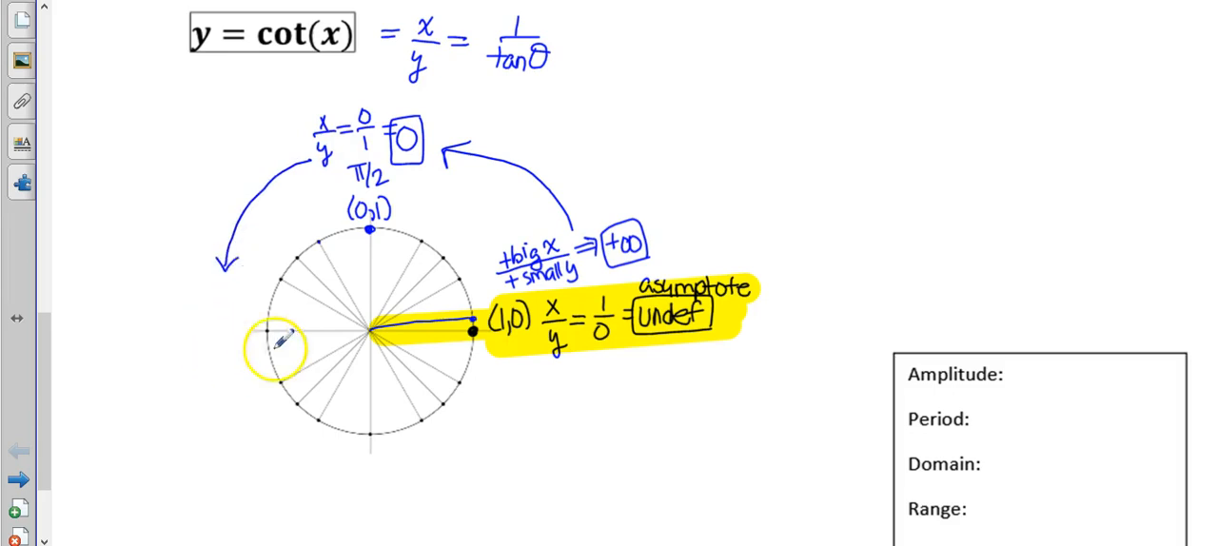Let's leave some space because we know we're going to do some writing here. So let's see what happens right here. This is going to be at pi. Our ordered pair is -1, 0. Go ahead and find the cotangent there on your own and we'll see if we match.